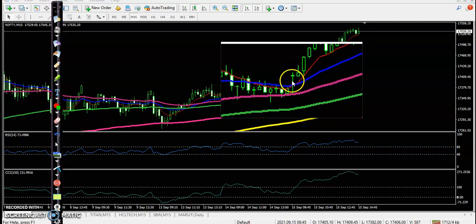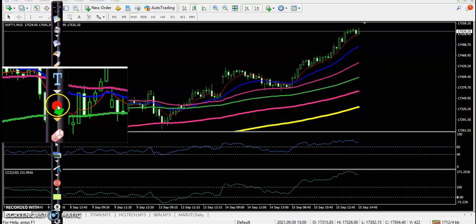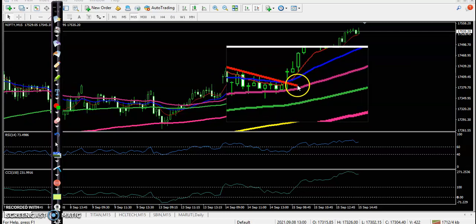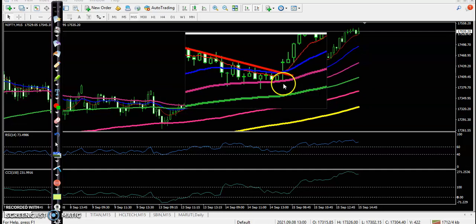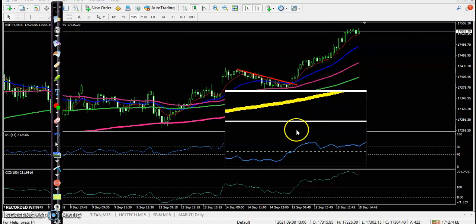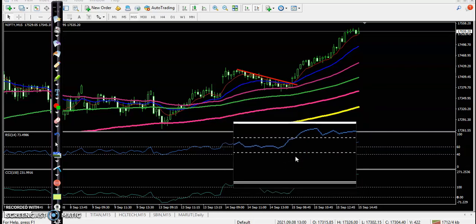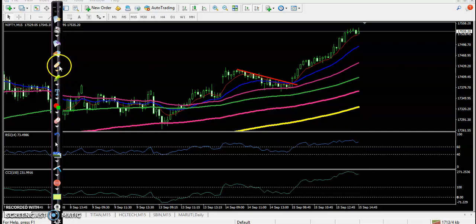At the same time they formed a bullish pin bar, and if you see here, let me draw this resistance line as I said yesterday. Here you can see this crossover, and at the same time we have seen this 60 level crossover. Now I can see here the crossover, bullish pin bar, RSI crossover, the 60 level and 100 level CCI, and the perfect entry point.